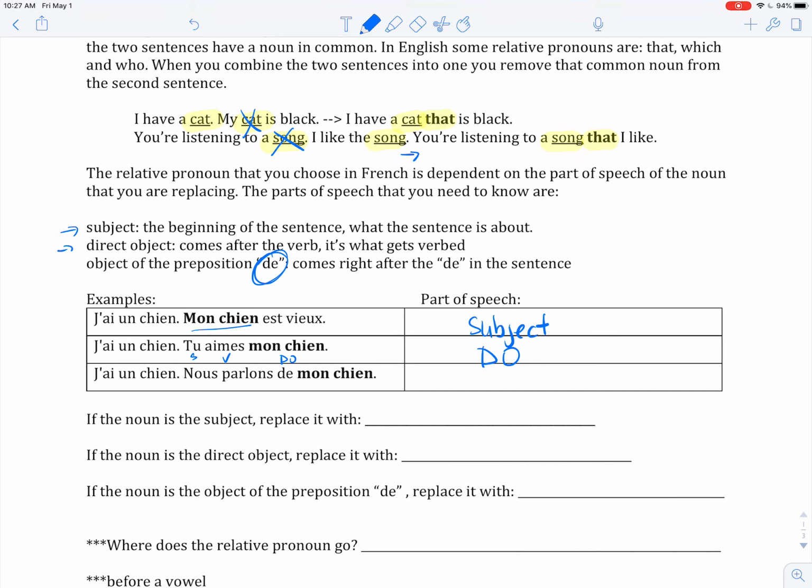Third example, j'ai un chien, nous parlons de mon chien. We have that preposition de there, so automatically that makes it the object of the preposition de.